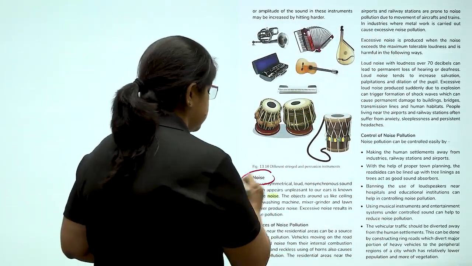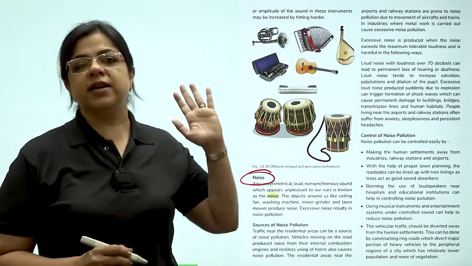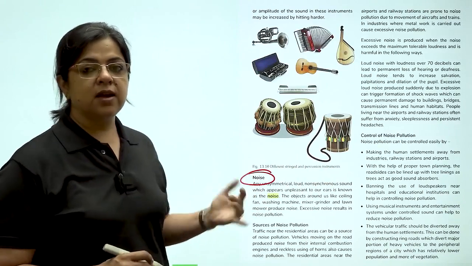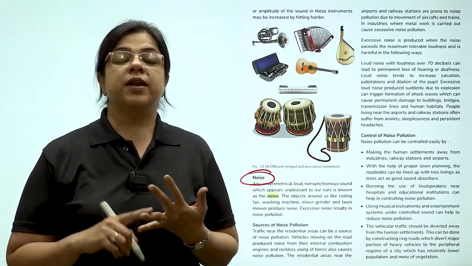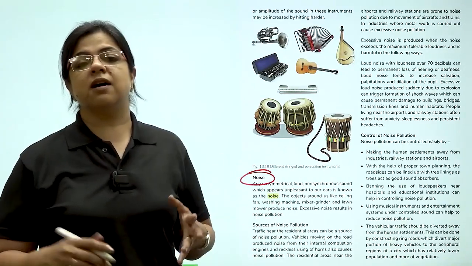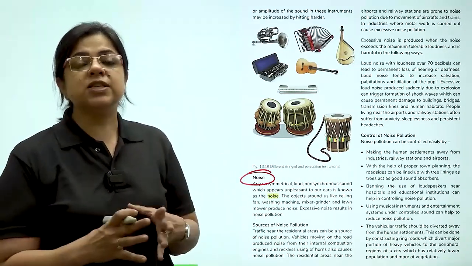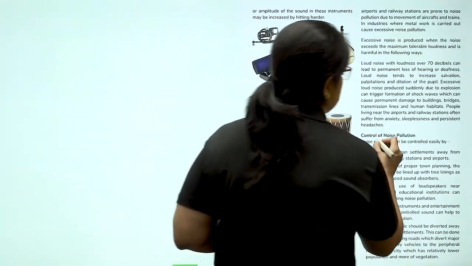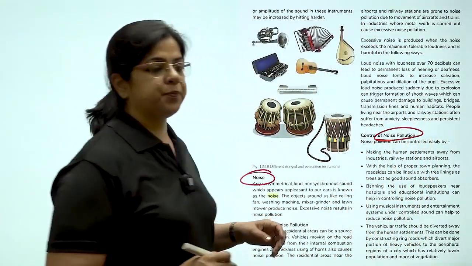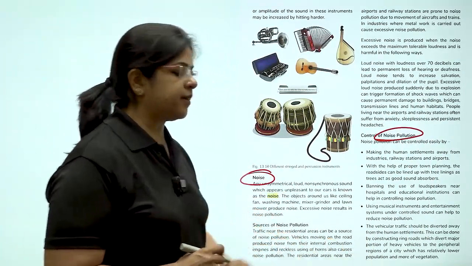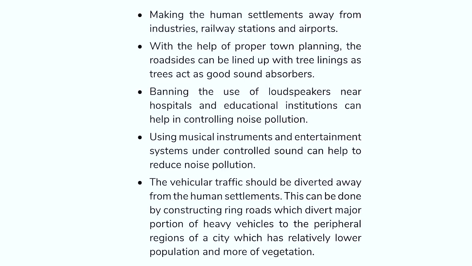Now, what is noise? Any sound that is unpleasant, that you want to stop, becomes noise. Honking by the cars, when you hear loud music over loudspeakers, all these are noise. And when this noise increases in the environment, it causes noise pollution. Now, how do you control noise pollution? Let us understand. Making the human settlements away from industries, railway stations, and airports.